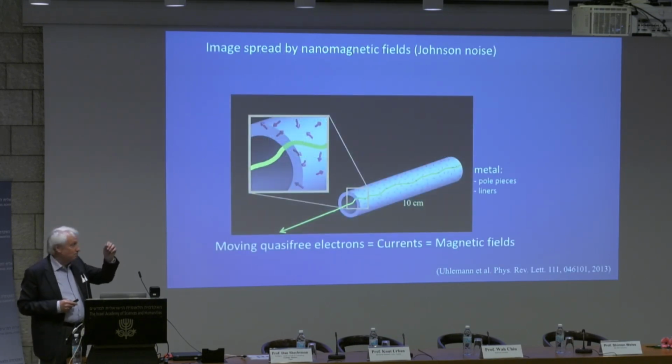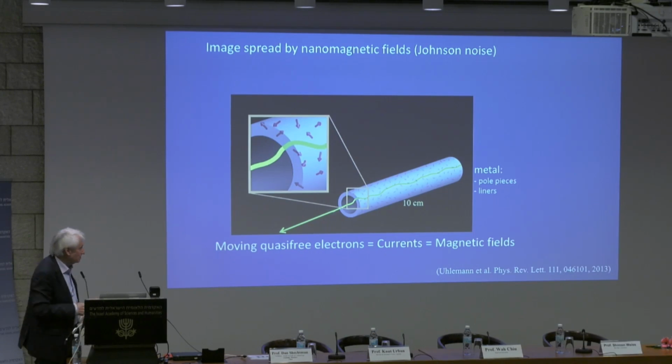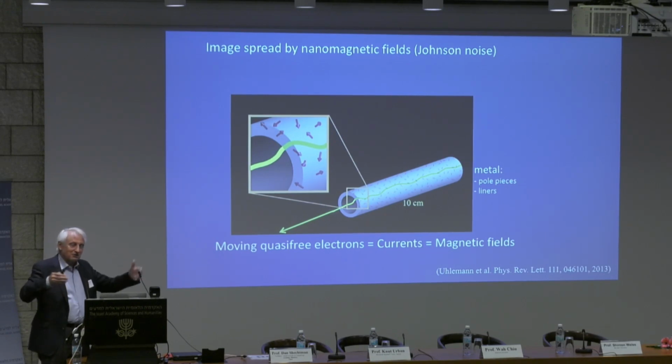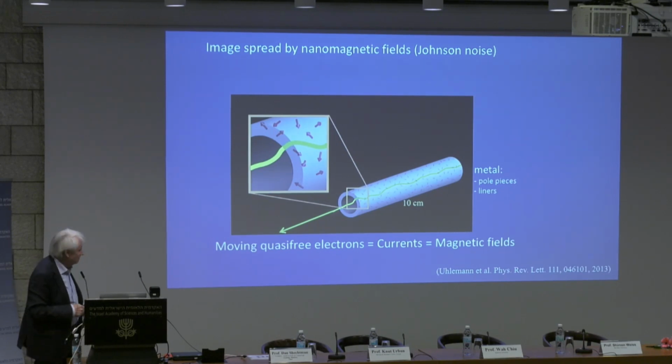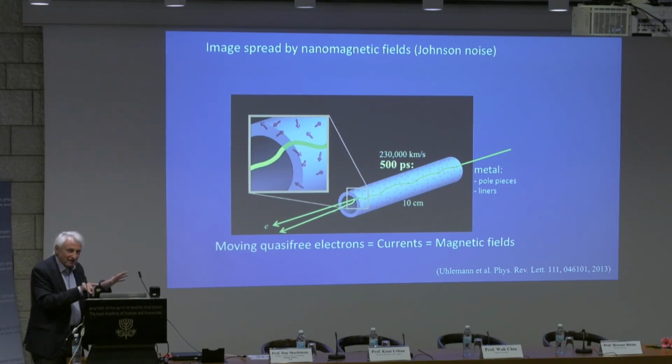So in every microscope, you have metal parts. So the electrons are just going very close to metal, pole pieces, vacuum liners, and so on. And in these metals, you have mobile electrons. Mobile electrons mean currents, and according to Maxwell's equations, each current means a magnetic field. So the electrons just going, for instance, to this liner, it's 10 centimeters long, and at 230,000 kilometers per second, these are highly relativistic electrons, this takes about 500 picoseconds. During these 500 picoseconds, you have enormous amounts of random currents of the metal electrons and their nanomagnetic fields. And these 500 picoseconds are too short to average this out, as people have thought until a few years ago.